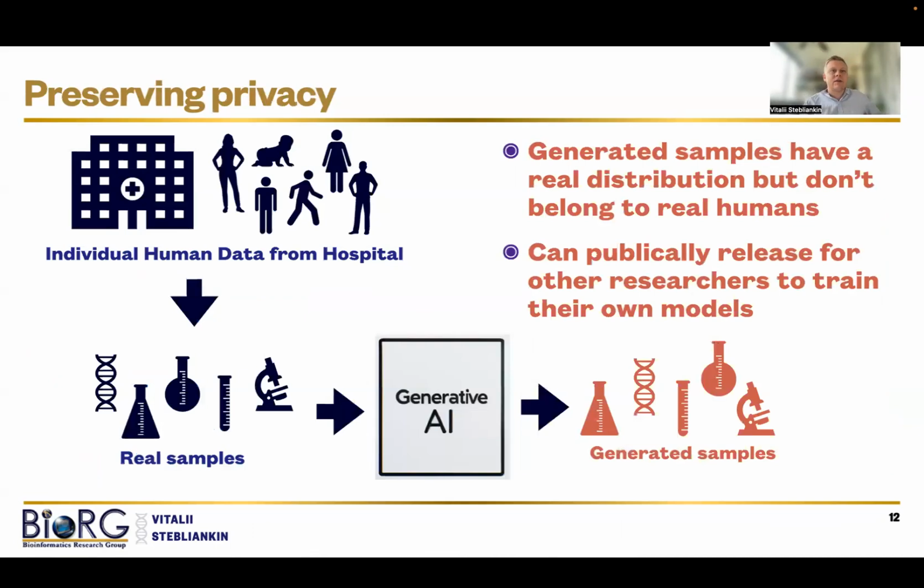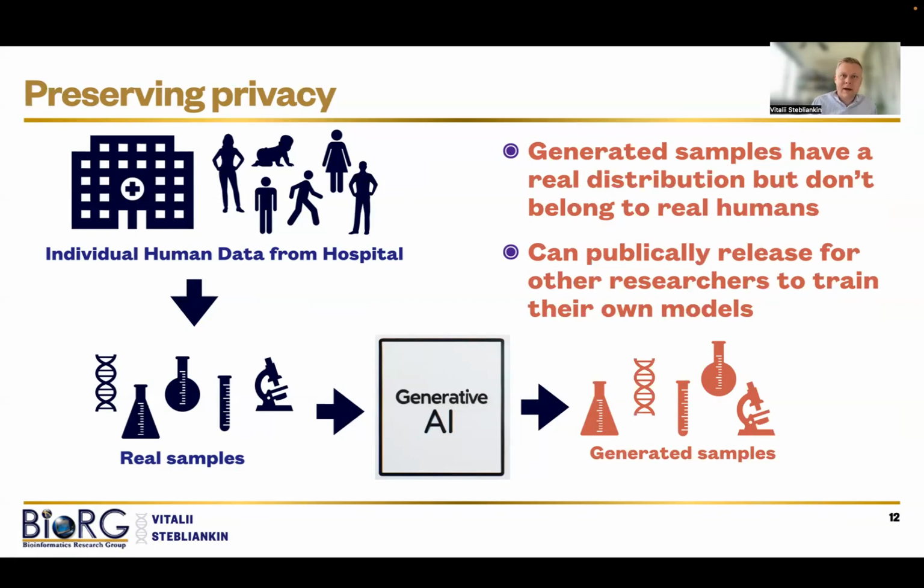So another application is preserving privacy. So imagine that we are a hospital that has a lot of information on patients, their DNA, samples, blood, clinical data, tomography scans, and so on. So this data is very valuable for researchers and pharmaceutical companies. But hospitals can't give away this data because it is private. It is actually illegal to share it because you can track down each individual.